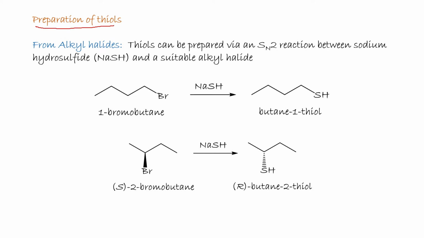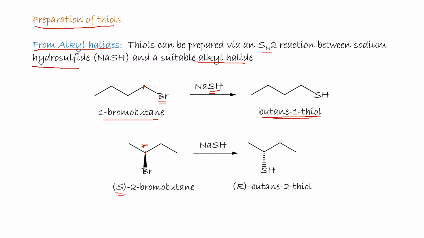Preparation of thiols. From alkyl halide, thiols can be prepared by SN2 reaction between sodium hydrosulfide and a suitable alkyl halide. So if you have 1-bromobutane, Br is a good leaving group, SH is a good nucleophile, so via SN2 mechanism we'll get butane 1-thiol.